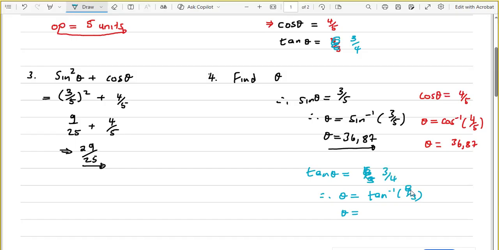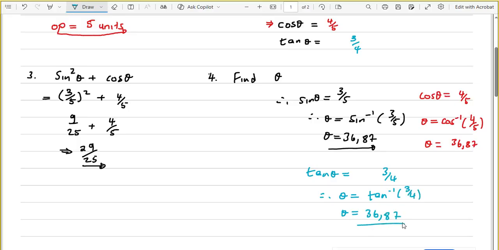Cos or tan? Tan. 36.87. We still get the same answer, right? Yes. Thank you very much. So now I think you understand what is going on here. So this will be 3/4, and this gives us 36.87.